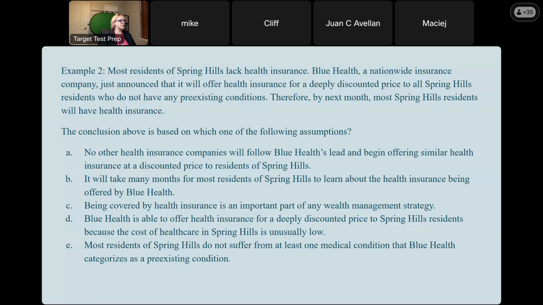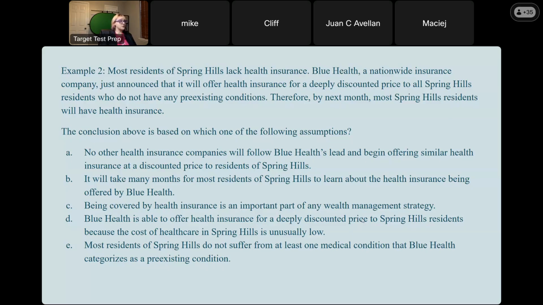It will take many months for most residents of Spring Hills to learn about the health insurance being offered by Blue Health. This is not an assumption that this conclusion relies on. This would weaken this conclusion, but we're just looking for an assumption it relies on. Being covered by health insurance is an important part of any wealth management strategy. That's just like a general opinion. It's not pertinent specifically to this.